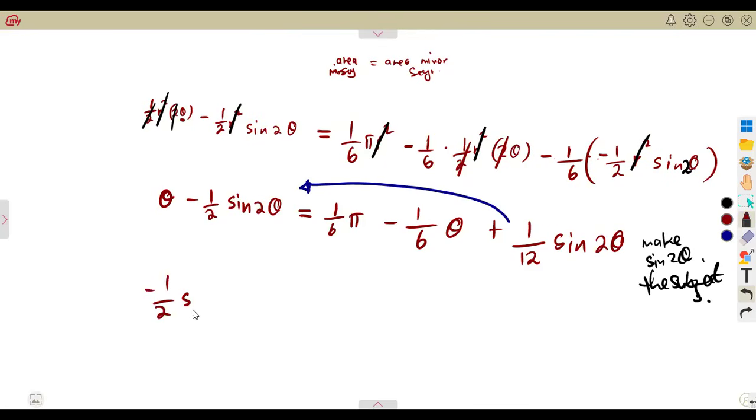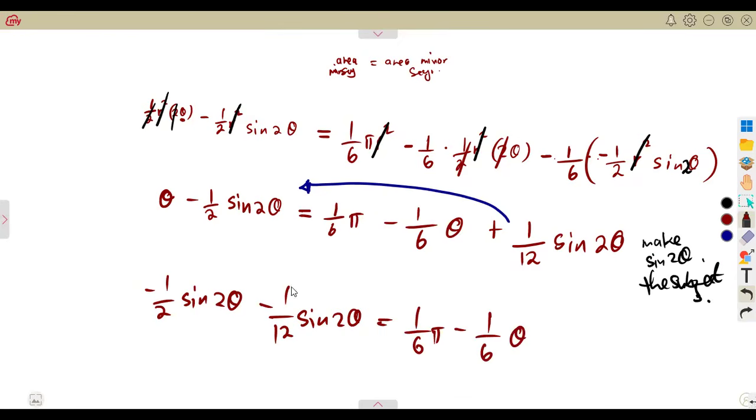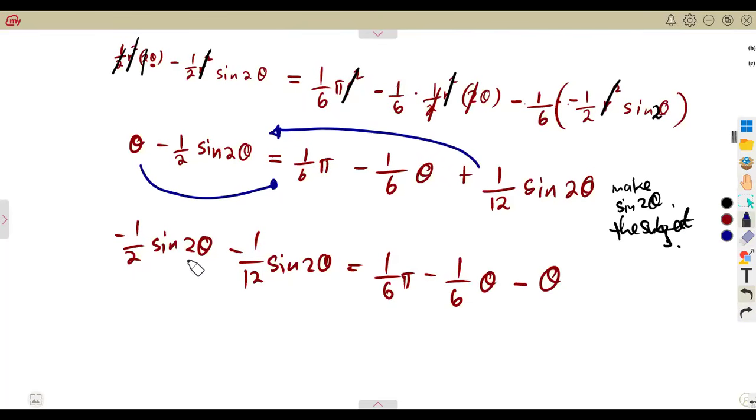So it's negative half sine 2 theta negative 1/12 sine 2 theta, which is equal to, on the right-hand side, we are going to remain, there is a 1/6 pi there, minus 1/6 theta. We take the theta that side, it will be a minus theta. It was a positive. So this theta to the other side of the equation becomes a negative. So as you can see, we have got the theta and the theta considered sine 2 theta. So you can even consider these are like terms. So you simply combine the numbers, minus 1/2 minus 1/12. That is minus 7/12.